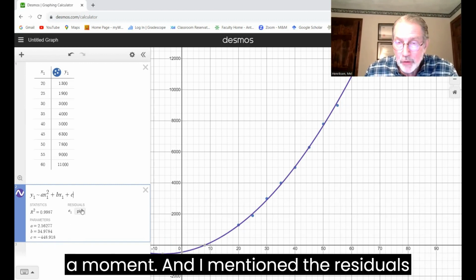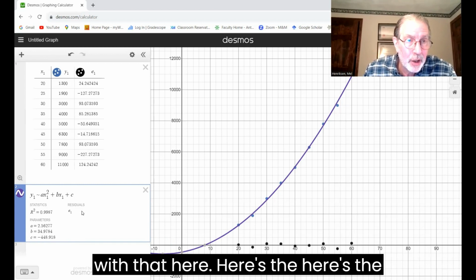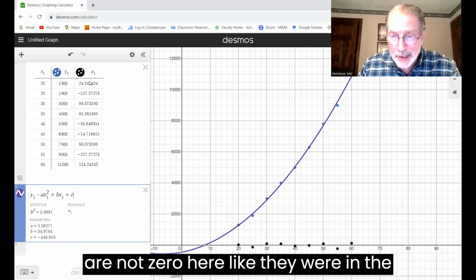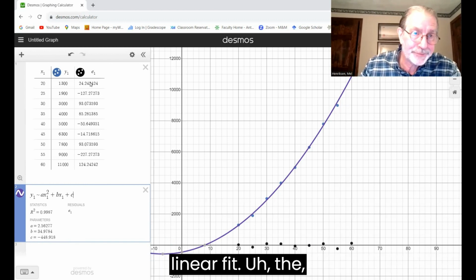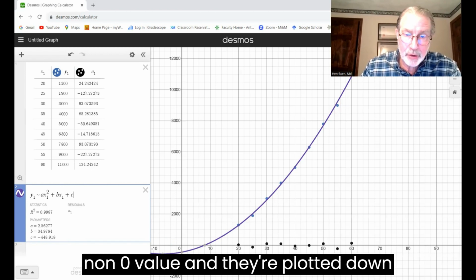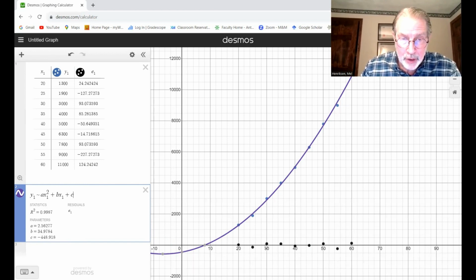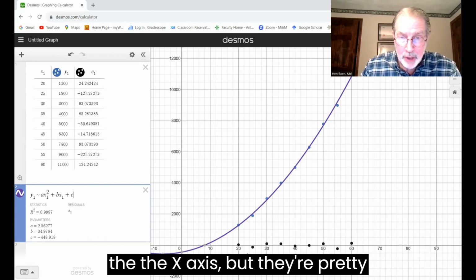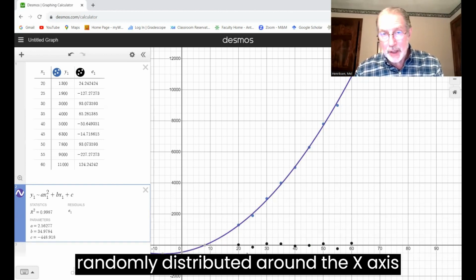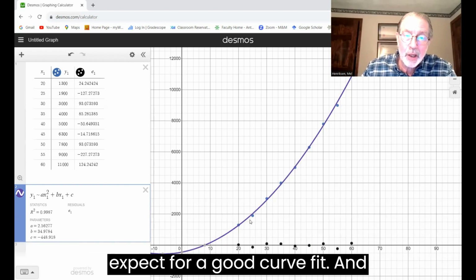And I mentioned the residuals in the previous video, so let me continue with that here. Here's the residuals. You see the residuals are not 0 here like they were in the linear fit. There's some non-zero value, and they're plotted down here about the x-axis, but they're pretty randomly distributed around the x-axis, plus and minus, which is what you would expect for a good curve fit.